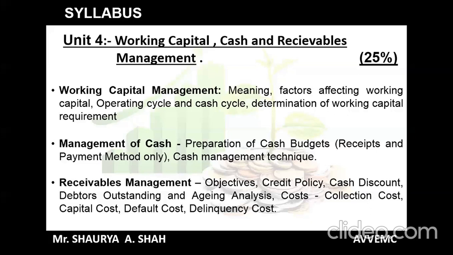The main thing here is your credit policy and cash discount. Many a times you must have seen that when you pay the cash immediately, the trader or the businessman gives you an additional discount. That is your cash discount. Why? Because he is getting the cash early compared to your bills receivable. So the benefit he is transferring to you. All those things relate particularly to your unit 4.